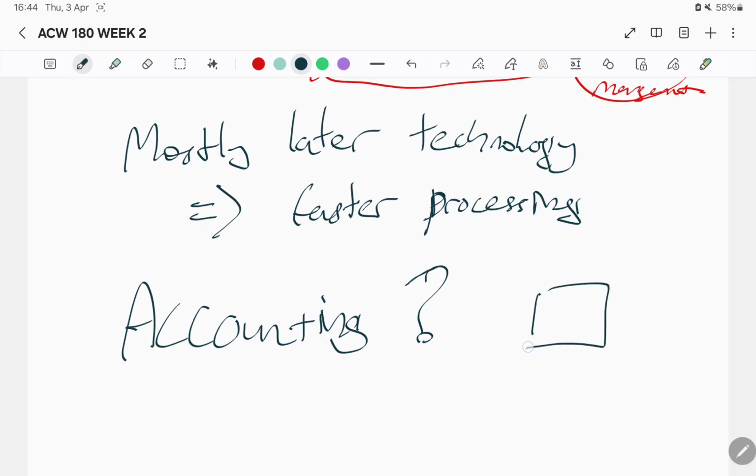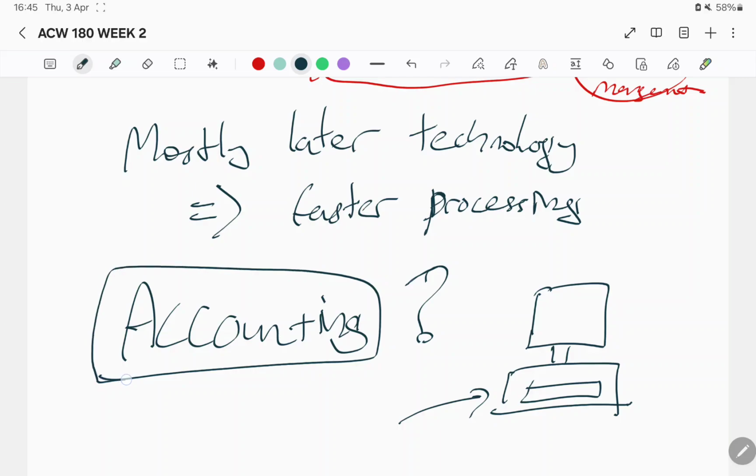Okay, how does it link to the accounting? Basically, this is the computer, this is the hardware. Now we learn about the CPU. Basically this one is the engine. You're learning something over here.